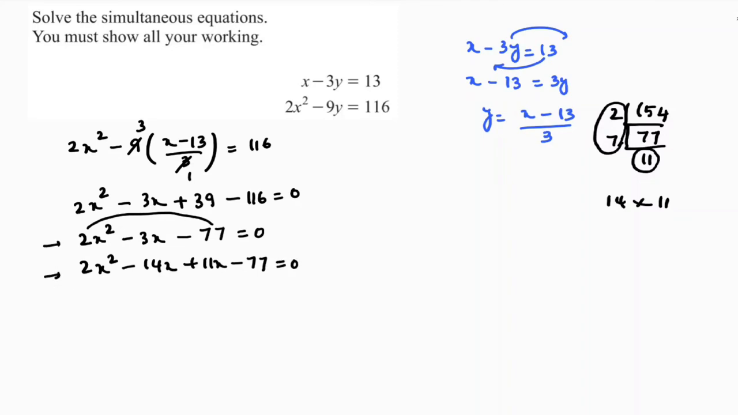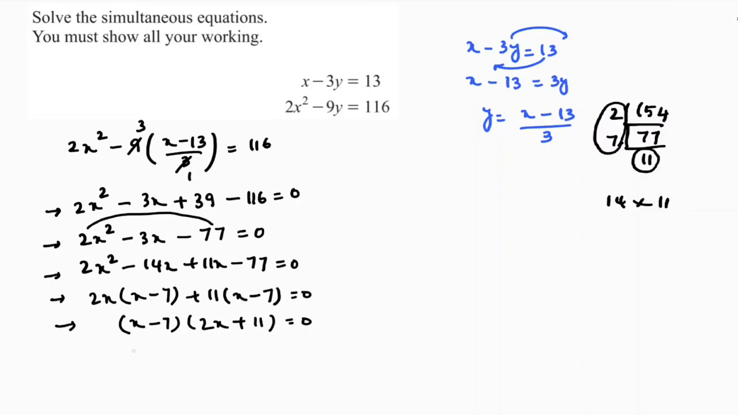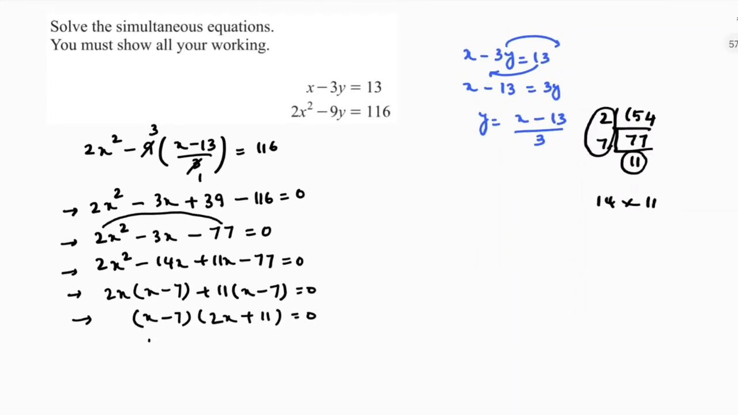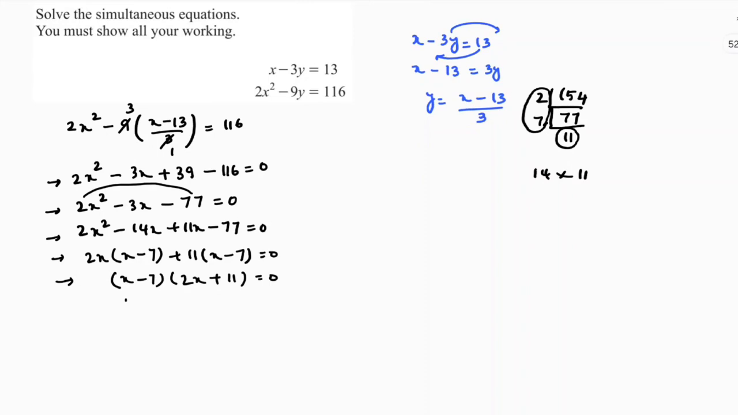So in the first two terms, if I take 2x common, I'll be left with x minus 7. Plus 11, if I take common, x minus 7. So again, x minus 7 common, x minus 7 into 2x plus 11 equals 0. So x minus 7 equals 0, 2x plus 11 equals 0. So x equals 7. 2x equals minus 11. So x equals minus 11 by 2.